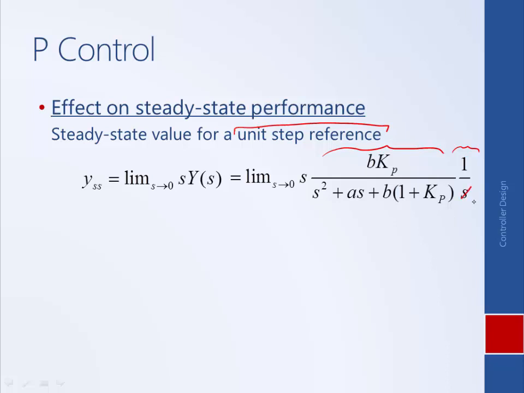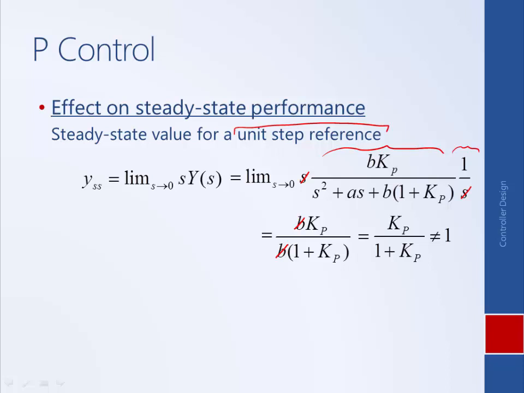The s from the input cancels the s from the final value theorem. Then this quantity has poles all in the left half plane because the coefficients of the denominator are all the same sign. This function is also defined at s equals 0, so we can solve the limit by simply subbing in for s equals 0. So we sub in 0 for s, that goes to 0, this goes to 0, and we're left with b times Kp in the numerator and b times the quantity 1 plus Kp in the denominator. That common factor of b cancels, and we end up with the final value of Kp over 1 plus Kp.